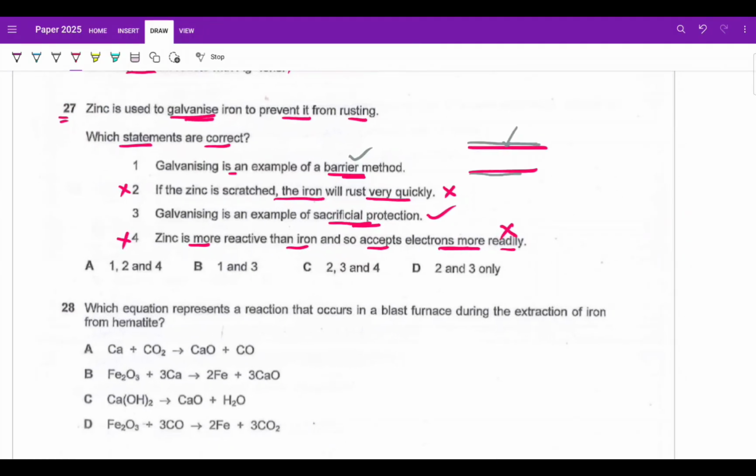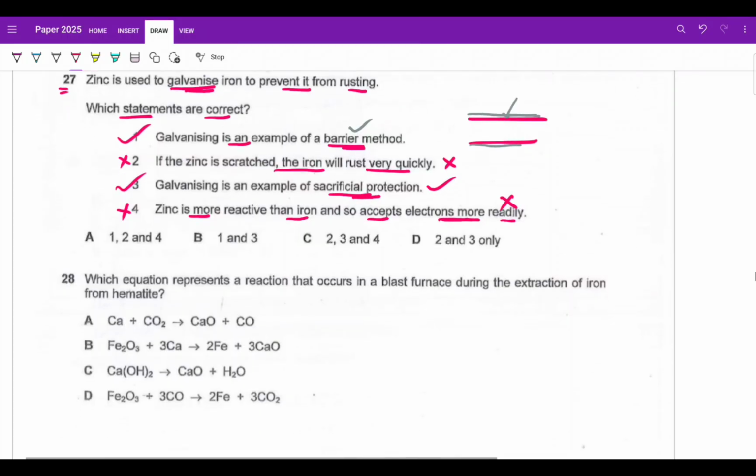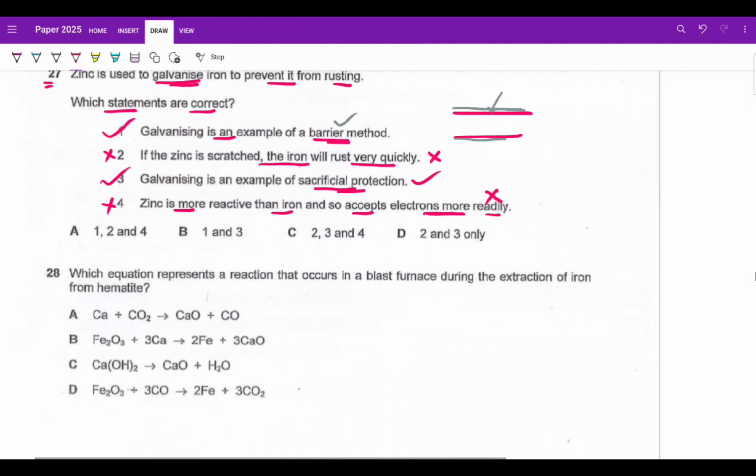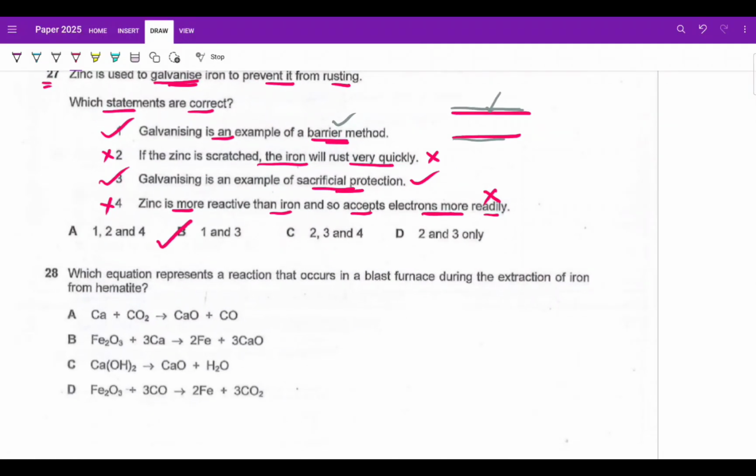Galvanizing, an example of the barrier method, is correct. And galvanizing, an example of sacrificial protection, is also correct. 1 and 3 are correct. Therefore, the answer for question 27 is B, 1 and 3.